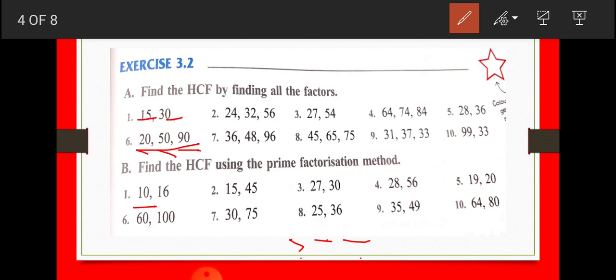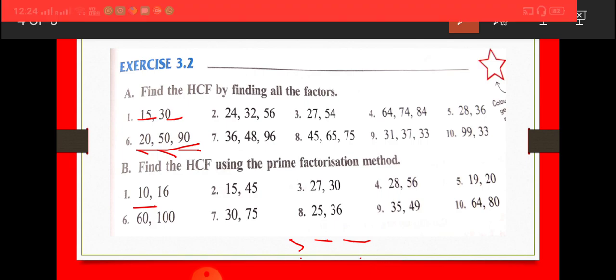Next is 16. 16 means 2 8s are 16. 2 is a prime number, but 8 is not a prime number. Again you have to write 8 as 2 4s are 8. 2 is a prime number. Again 4 is not a prime number, so we have to take 4 again. 2 2s are 4. Like that you have to find and write, and then the highest common factor. This exercise 3.2 you have to do in your classwork copy. If you have any doubt, you can send a mail.